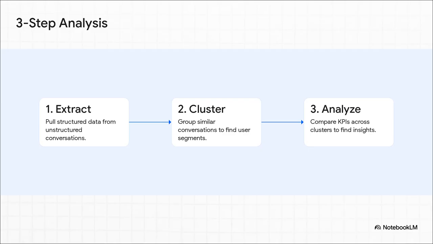And the process to get this insight is actually pretty straightforward. It's just 3 steps. First, you extract structured data from all that messy chat text. Then, you cluster similar conversations together into groups. And finally, you analyze your performance metrics across those different groups.